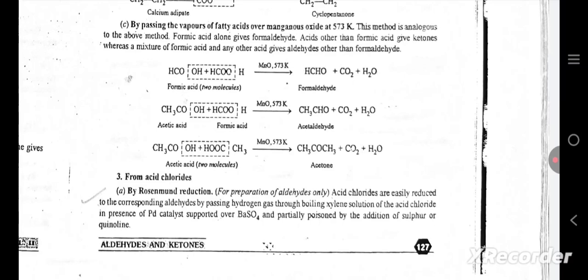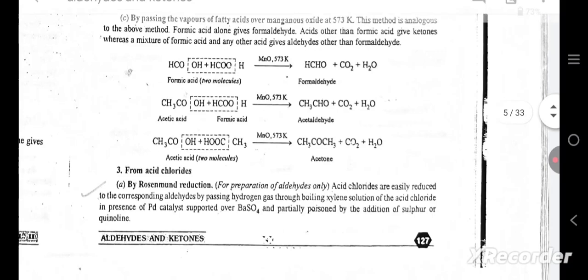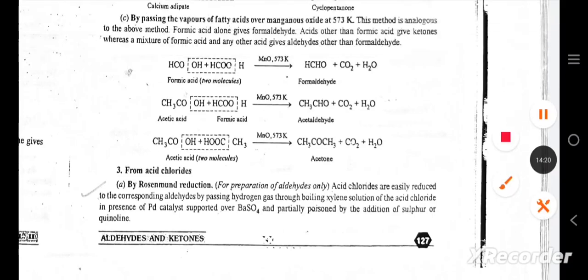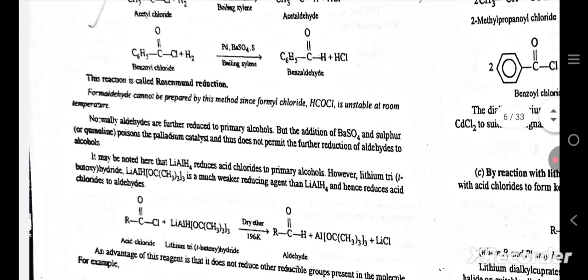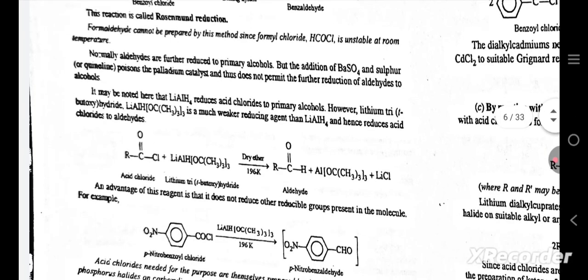By Rosenmund reduction, for preparation of aldehydes only. Acid chlorides are easily reduced to the corresponding aldehydes by passing hydrogen gas through a boiling xylene solution of the acid chloride in presence of Pd catalyst supported over BaSO4 and partially poisoned by the addition of sulfur or quinoline. This reaction is called Rosenmund reduction. Formaldehyde cannot be prepared by this method since formyl chloride is unstable at room temperature. Normally, aldehydes are further reduced to primary alcohols, but the addition of BaSO4 and sulfur poisons the palladium catalyst and thus does not permit the further reduction of aldehydes to alcohols.